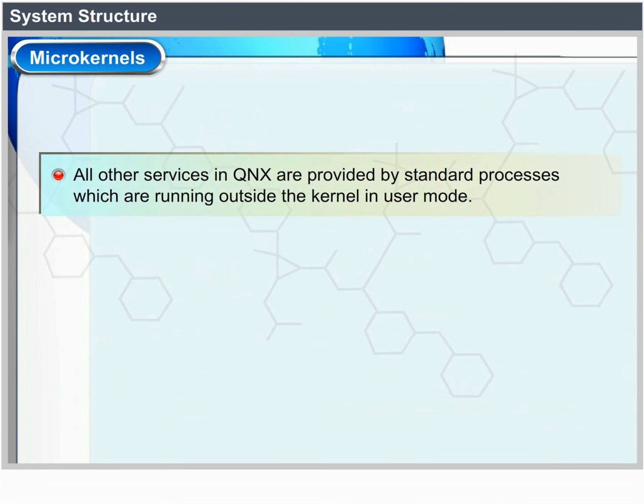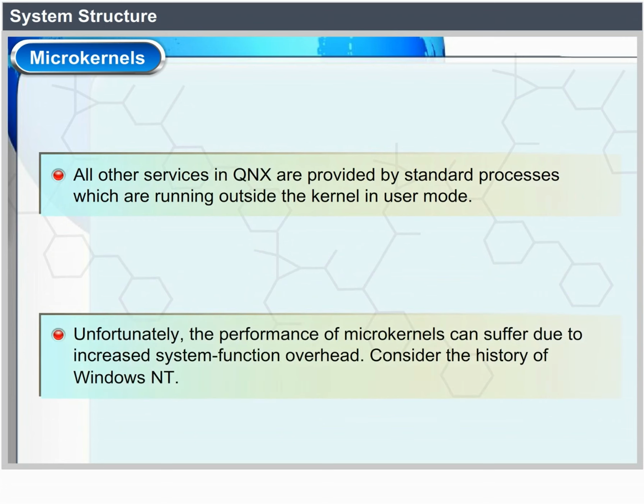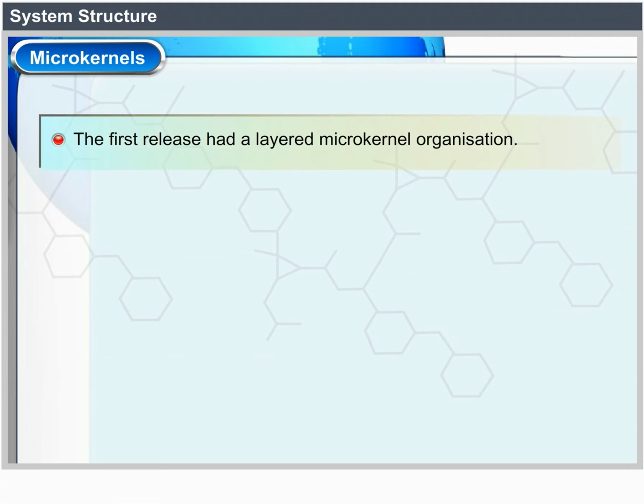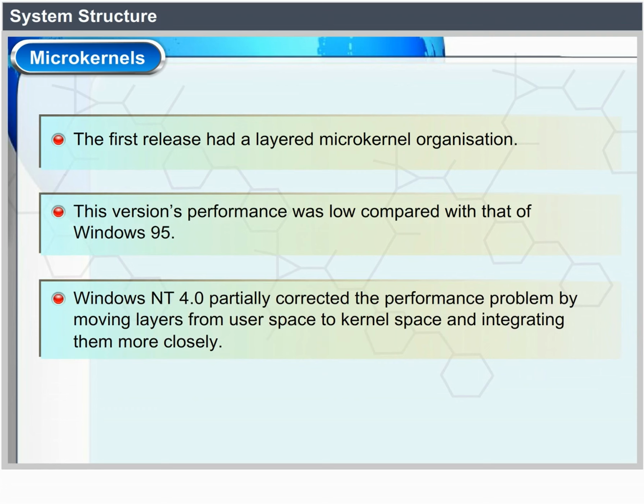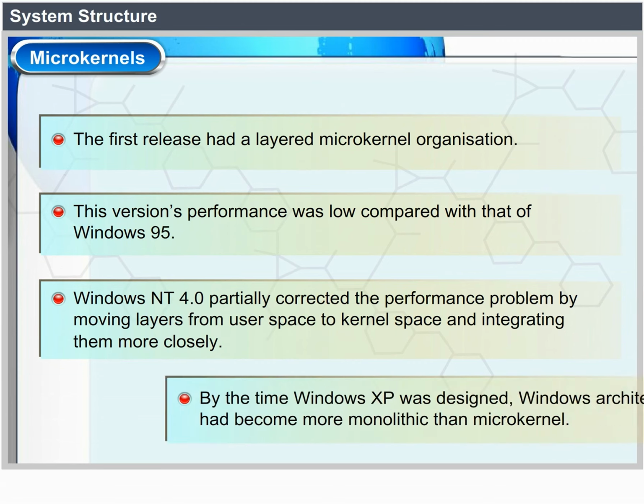Unfortunately, the performance of microkernels can suffer due to increased system function overhead. Consider the history of Windows NT. The first release had a layered microkernel organization. This version's performance was low compared with that of Windows 95. Windows NT 4.0 partially corrected the performance problem by moving layers from user space to kernel space and integrating them more closely. By the time Windows XP was designed, Windows architecture had become more monolithic than microkernel.